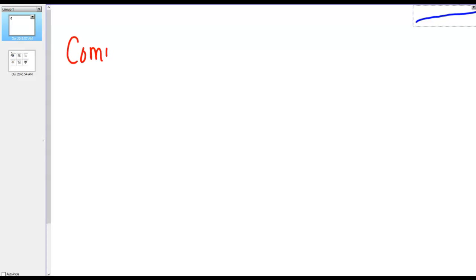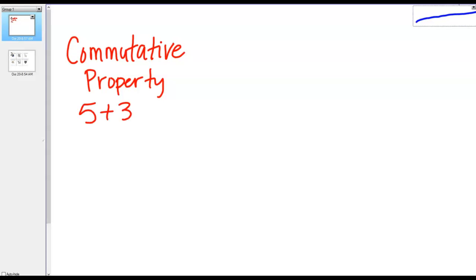So if you're looking at the board right now, first let's talk about the commutative property. We've talked about the commutative property of addition. Does anybody remember what that means? Of addition, it looked like this. If I said 5 plus 3 equals 8, and then I changed the numbers around, did it change my answer? No. It's still going to be 8, right? Okay, now the same thing is for multiplication. You can flip those numbers around, but it's not going to change your answer.